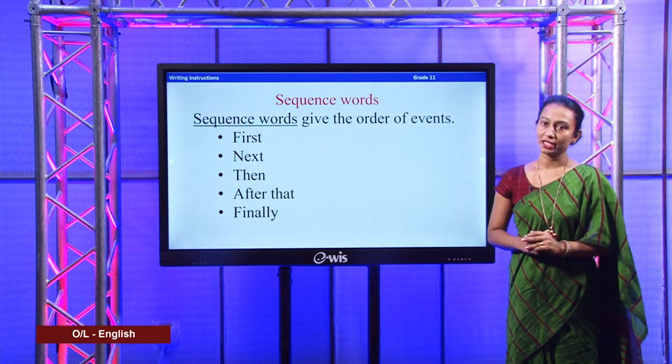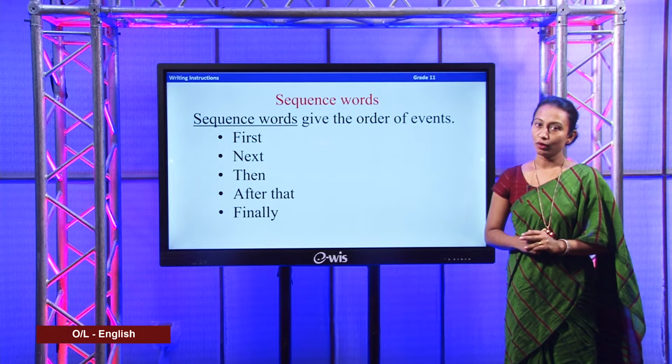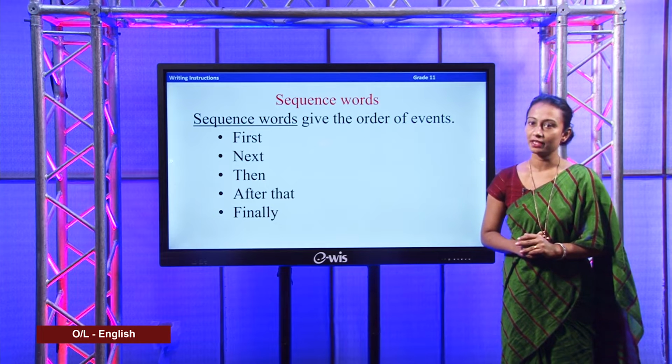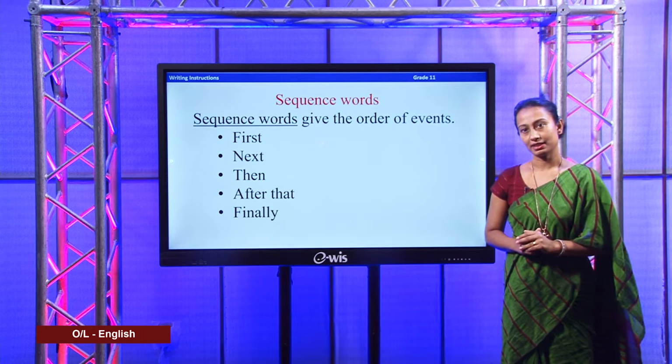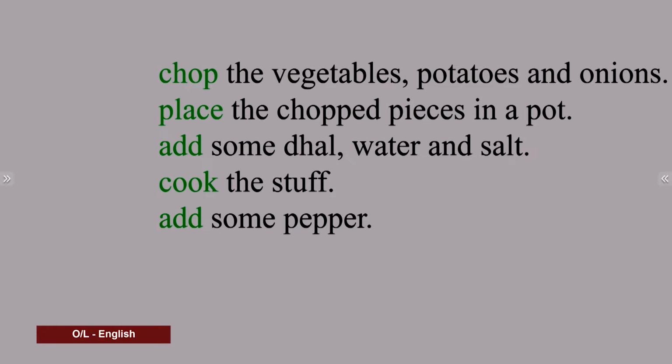Why did Amali's mother use sequence words? Because she wants her daughter to follow the instructions given by her one after the other. In other words, she wants to say that there is an order that should be followed. Here you have the instructions given by Amali's mother without the sequence words. Let's read these instructions. Chop the vegetables, potatoes and onions. Place the chopped pieces in a pot. Add some dal, water and salt. Cook the stuff. Add some pepper.